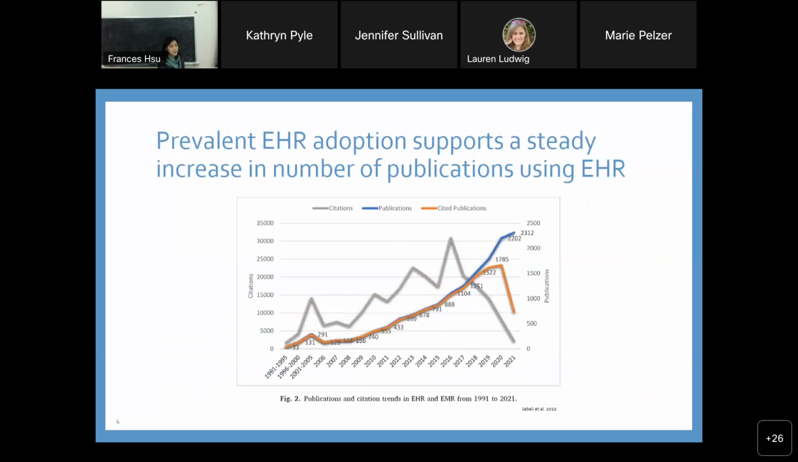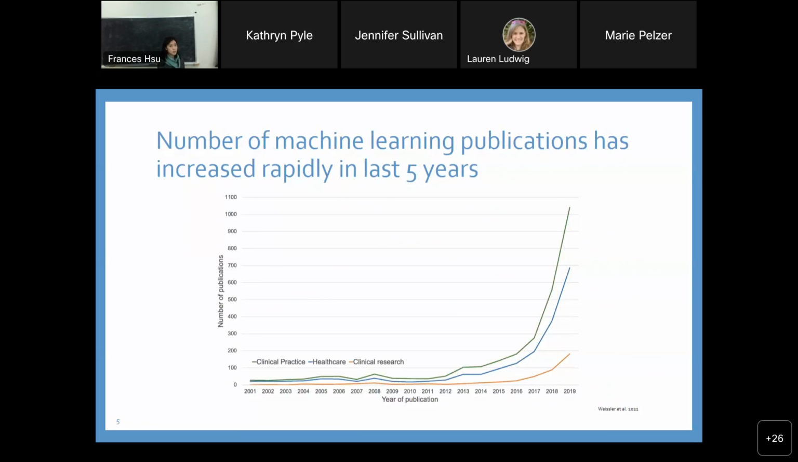Since the HITECH Act, there has been a steady increase in the number of publications using EHR data. This graph is from a bibliometric study by Javali et al., and their search was executed in November 2021. So the actual number of publications, citations, and cited publications are likely to be even higher for 2021. At the same time, the number of machine learning publications has grown even faster within the last 5 years. Many machine learning studies use EHR data, such as for clinical decision support systems. While this follows the learning health system model, we should be cautious as bad data or poor model specification could lead to poor prediction, such as Epic's sepsis algorithm and some other examples that I will go into.